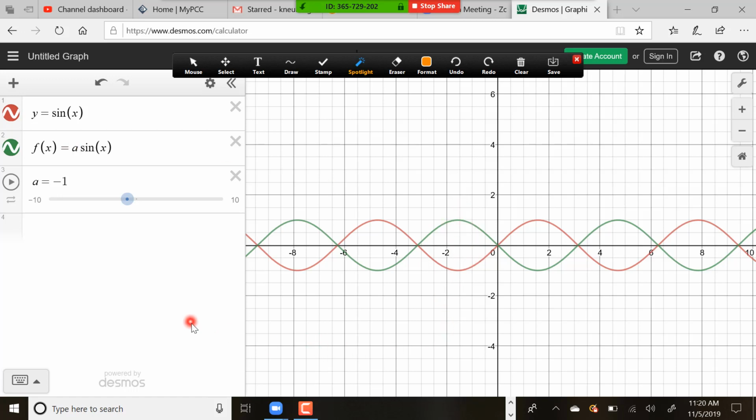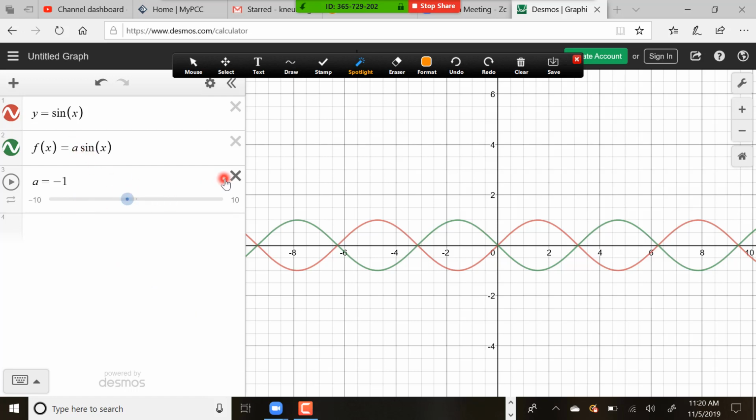So your A, as it gets larger, it stretches it up. As it goes between 0 and 1, it compresses it down towards the x-axis, and when it's negative, it flips it over the x-axis. We'll summarize all of this at the end.